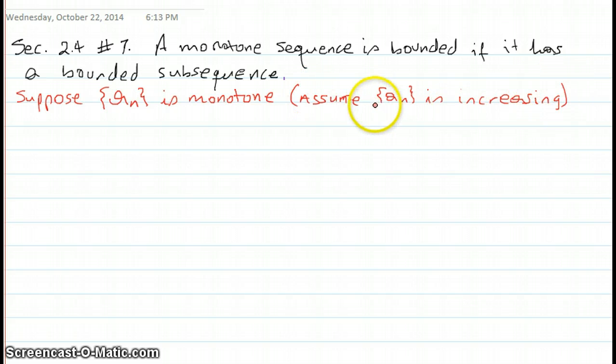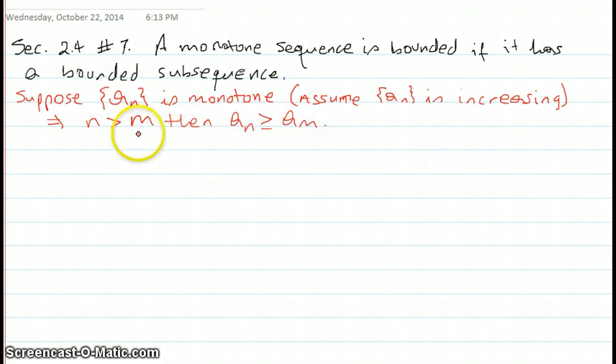If it's not increasing, if it's decreasing, then you can take the negative of a_n. It's increasing, so you can prove it for the negative of a_n and use that one to show that a_n is bounded. Or you can replicate this theorem with a little adjustment. Okay, so let's assume a_n is increasing. What that means is if n is greater than m, then a_n is greater than or equal to a_m. That's what an increasing sequence is.